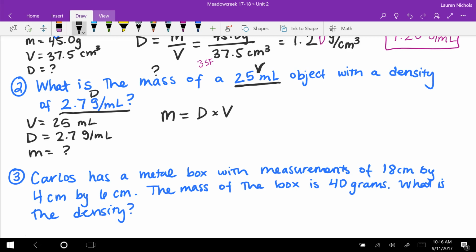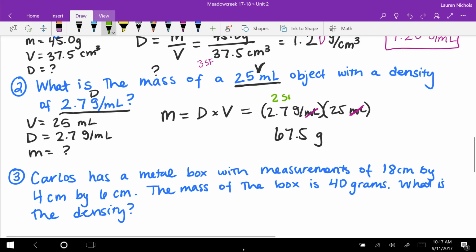And I'm going to substitute, so given, unknown, equation, substitute. So 2.7 grams per milliliter times 25 milliliters. Okay, now when I look at this, I have milliliters in 2 different locations, and one is on the bottom of the numerator and one is on the top. And so they are going to cancel out, and all I will have left is grams. And when I solve this, 2.7 times 25, it gives us 67.5 grams. But again, we need to look at significant figures.